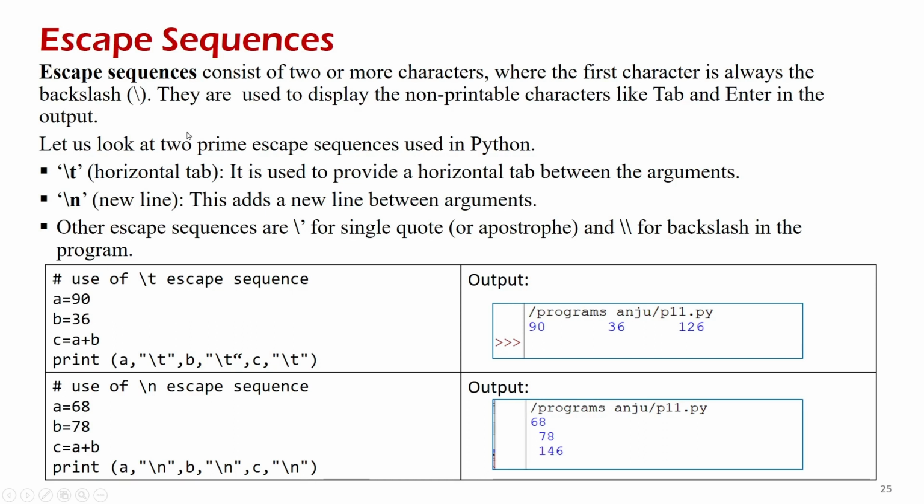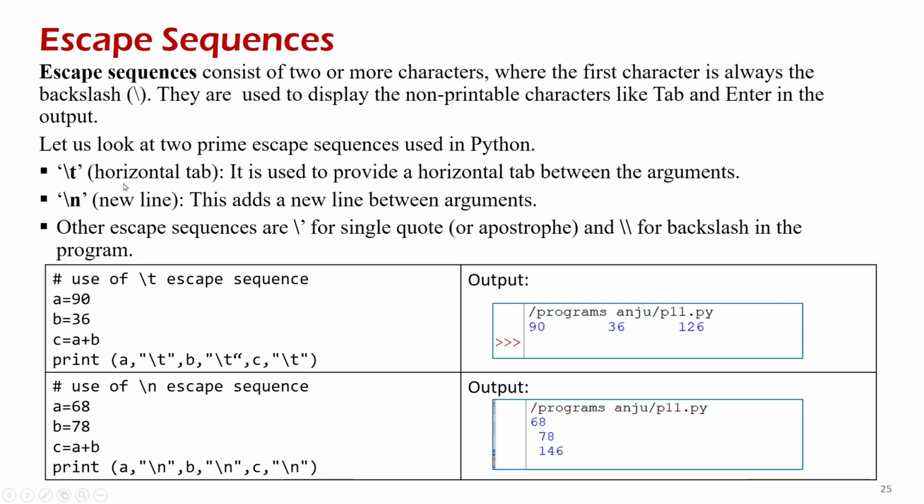Let us look at two, that is, the main escape sequences used in Python. There are many others also, but we will be learning only two in this class. Slash t, backward slash t, means the horizontal tab. When you press it, it is similar to pressing the tab key on the keyboard. It is used to provide a horizontal tab, that is, a space of 5 to 8 characters between the arguments. Arguments means the values that you provide while writing some print statements.